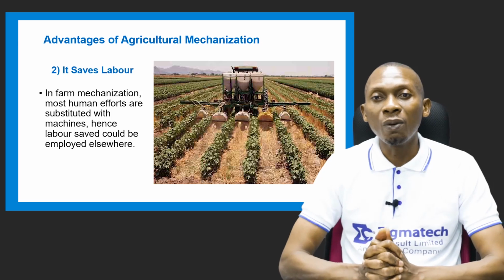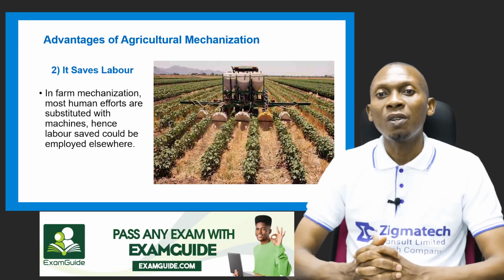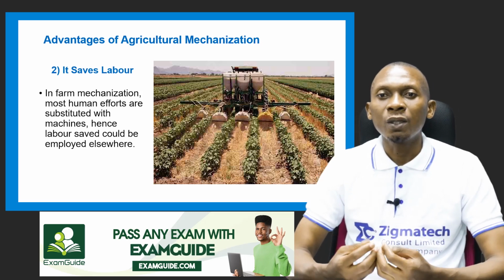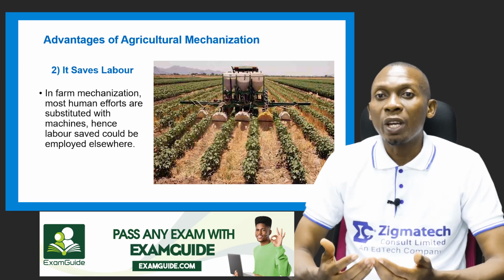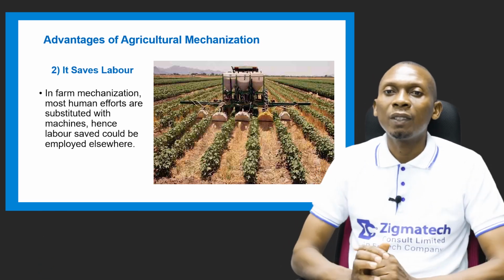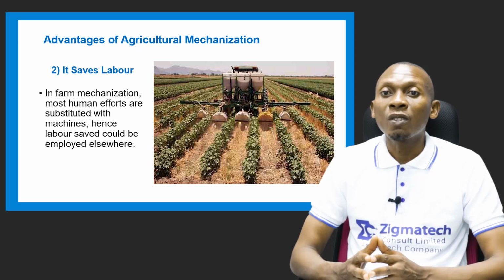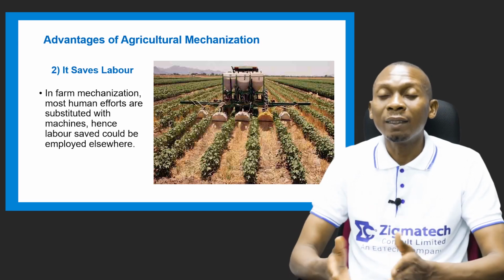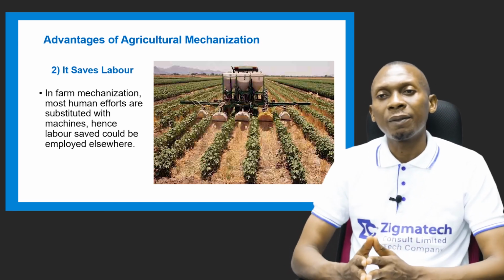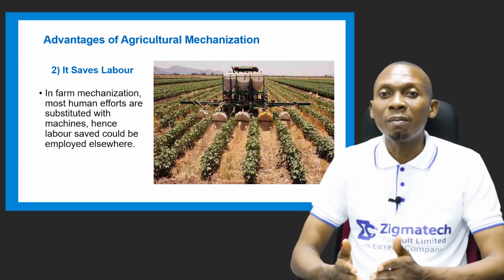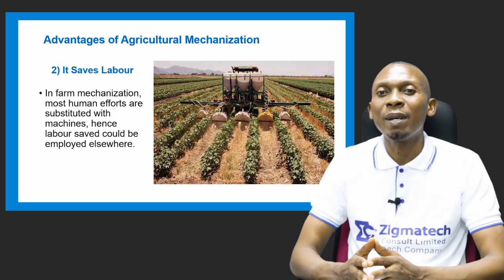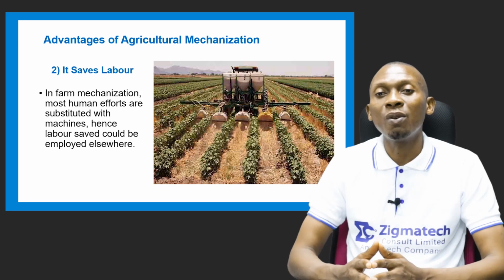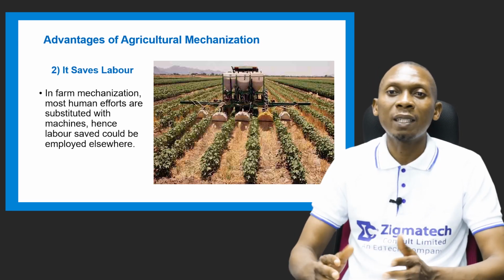It also saves labor. Now, with the use of machines on our farm, you find out that you need less human effort or human presence or activity to help carry out these farming activities. What a machine will do, several farmers or workers or laborers will be employed to do what just one machine will do. And you just need one person to operate the machine as against that same task carried out by so many people. So you find out that mechanization helps to save labor, and this labor can be employed elsewhere in other sectors of the economy.